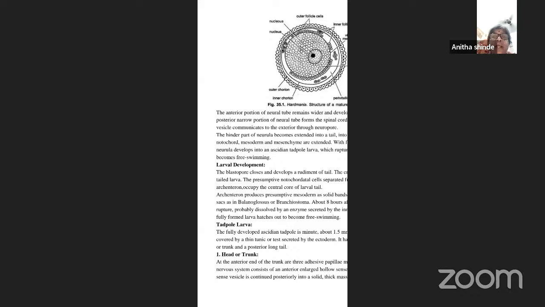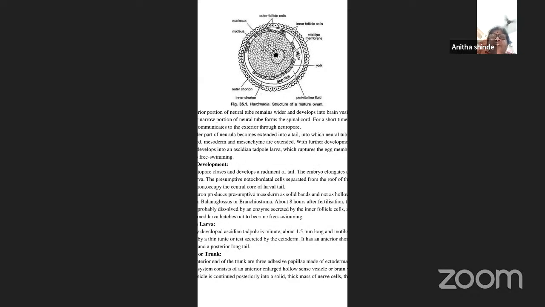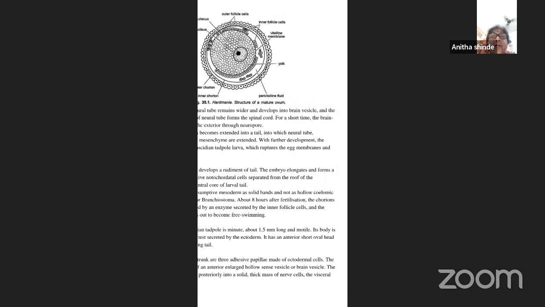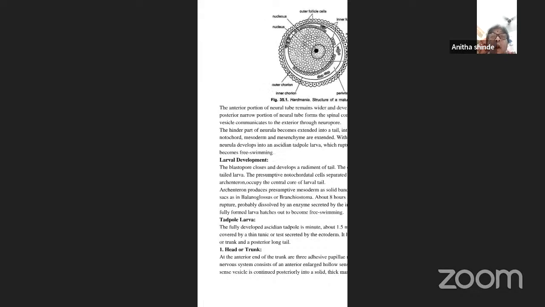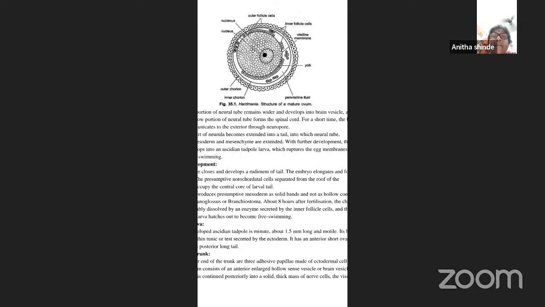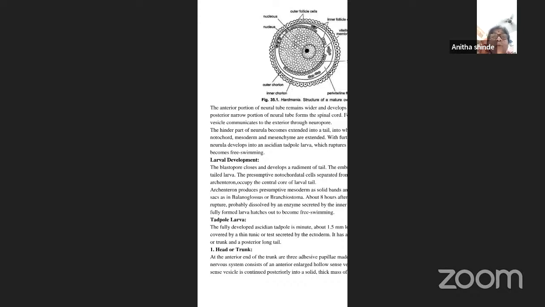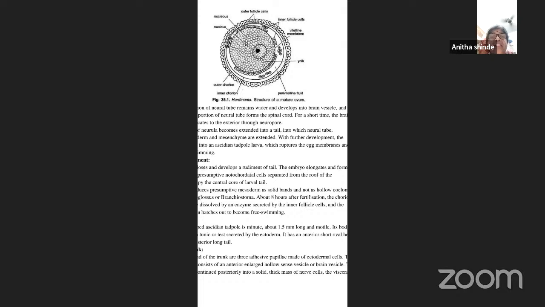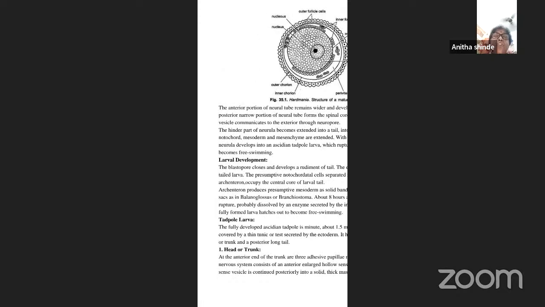Then the hinder part of the neurula will become extended into the tail, into which the neural tube will try to elongate. So it will become extended into a tail, into which the neural tube, the notochord, mesoderm, as well as the mesenchyme are also extended. So with further development, what happens? The neurula will develop into an ascidian tadpole larva. When the tadpole larva develops, it will rupture the egg membrane and subsequently it becomes free swimming. So that is how the larva will be formed.